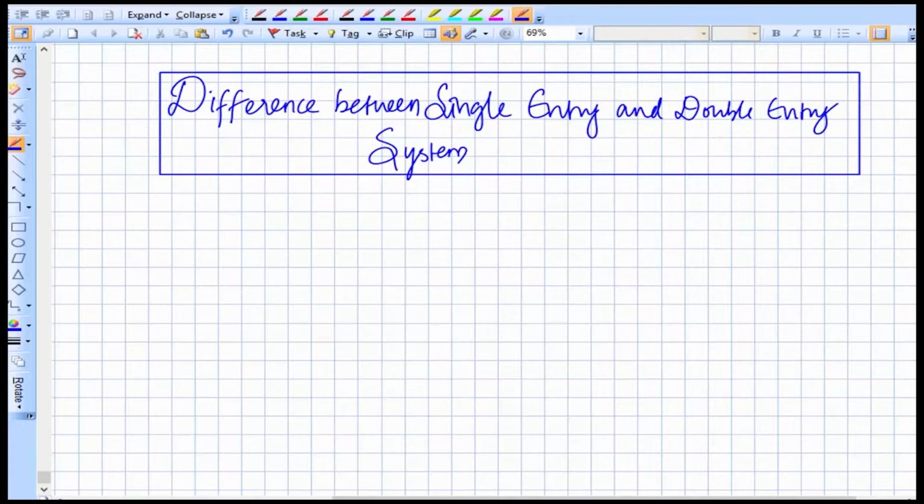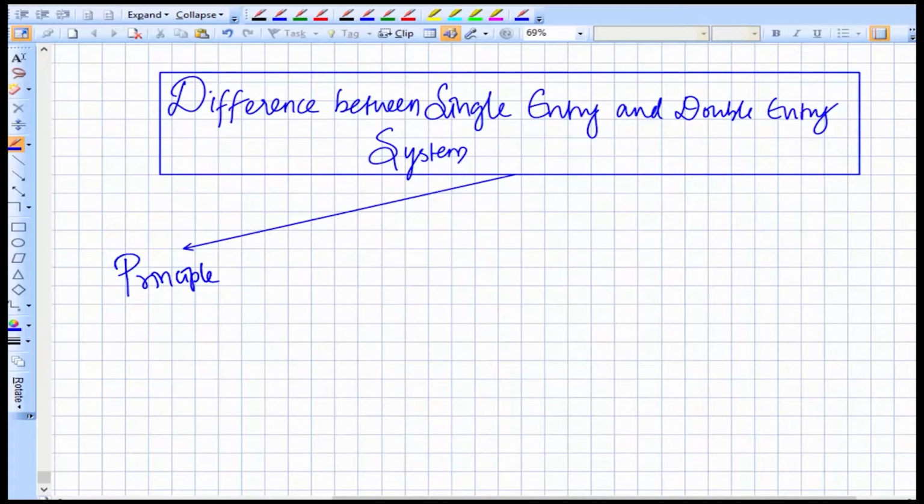Let's see what are the differences between the single entry system and double entry system. Let's go one by one. The first difference that can arise between these two is with regard to principle itself. If you take a double entry system, there is going to be a debit for every credit and vice versa. But in case of single entry system, the debit and credit are not going to tally. And you will continue with that. That's why we call it an incomplete method.